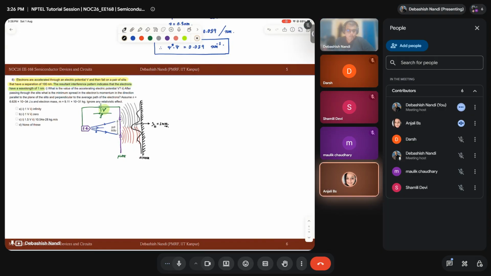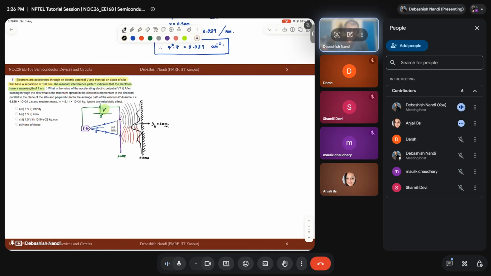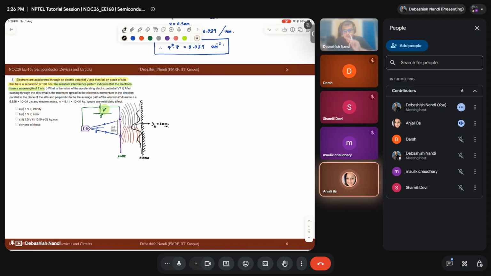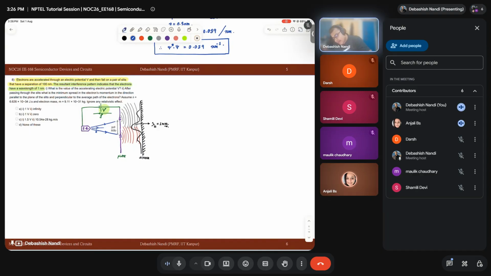We know lambda and h, so we can use de Broglie's relation to find the voltage V. De Broglie's relation is lambda equals h by p, right? From this, how can I find out my voltage?